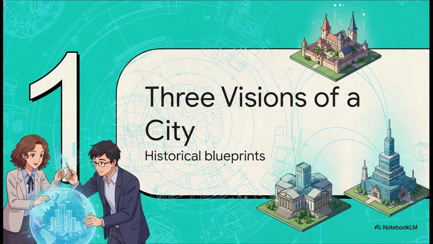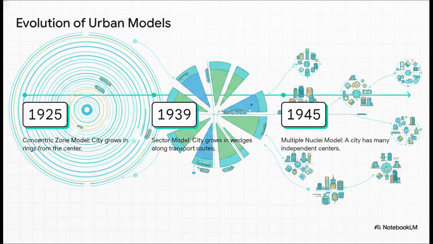Long before we had all these complex computer models, geographers were trying to create simple blueprints to explain this incredibly complex thing we call a city. Our whole understanding of cities really evolved like crazy in the first half of the 20th century. We went from a really simple idea back in 1925 to something a bit more nuanced in 1939, and then finally to a model in 1945 that looks a lot more like the cities we live in today. So let's break them down.